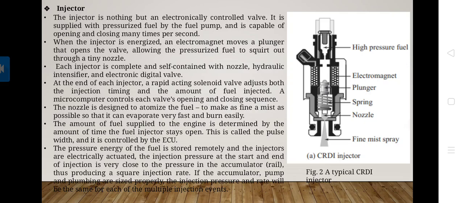Now, this pressure energy of the fuel is stored remotely, and the injectors are electrically actuated. The injection pressure at the start and the end of this injection is very close to the pressure in the accumulator, thus producing the square injection rate. If this accumulator, pump and plumbing are sized properly, the injection pressure and rate will be the same for each of the multiple injection events.